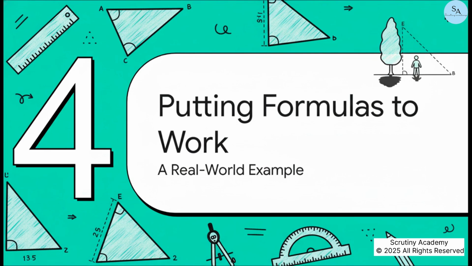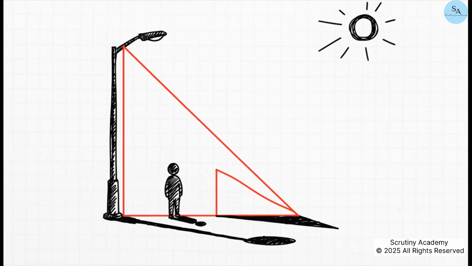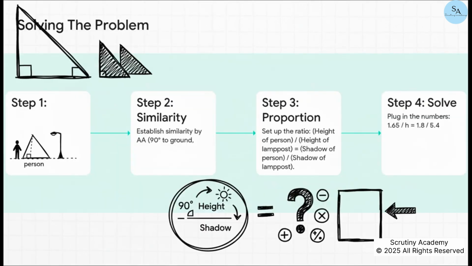All right, theory is great, but let's see how this all works in the real world. We're going to use our toolkit to solve a pretty classic problem. So here's the setup. We've got a person, a lamppost, and their shadows. Now, the most important phrase here is "at the same time." That's our big clue. It tells us the sun is hitting them at the exact same angle. Okay, let's break it down. Step 1, just picture the 2 right-angle triangles. Easy.